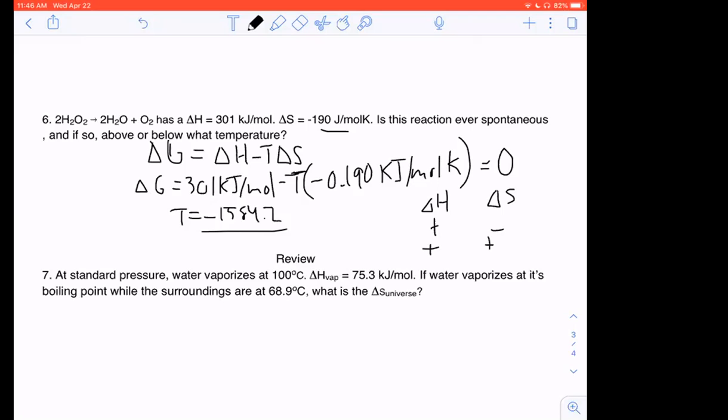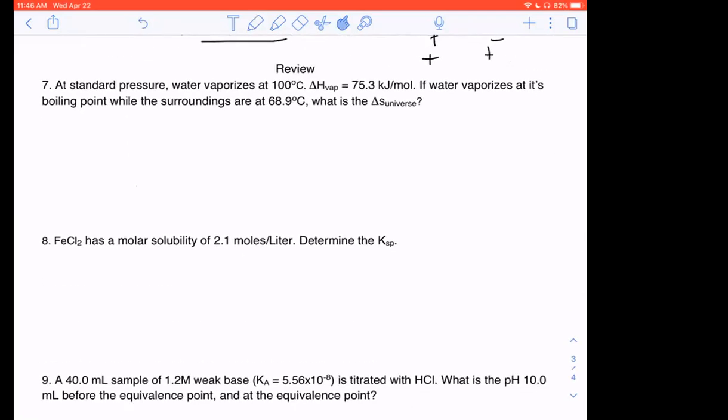So moving on then, this one is an entropy question. And so thinking about entropy of the universe, remember this all comes down to delta S of the universe equals delta S of the system plus delta S of the surroundings.